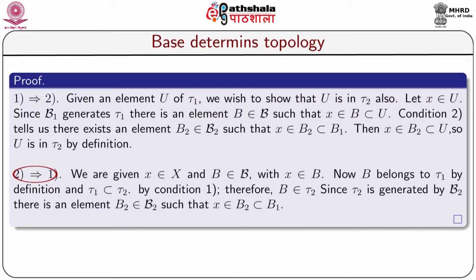Now, 2 implies 1. We are given x belonging to X and B belonging to script B with x belonging to B. Now, B belongs to tau 1 by definition and tau 1 is contained in tau 2. By condition 1, therefore, B belongs to tau 2. Since tau 2 is generated by script B2, there is an element B2 belonging to script B2 such that x belongs to B2, a subset of B1.